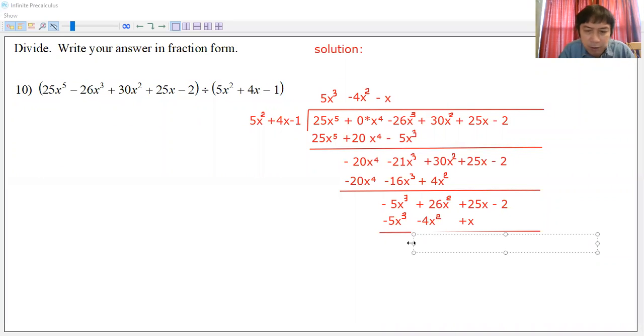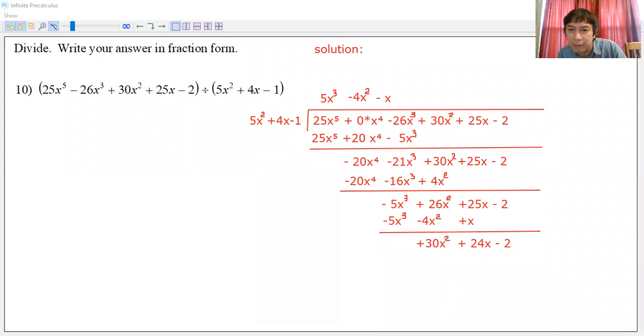It will now be a positive 30x squared, and 25x minus 1x is a plus 24x. Plus 24x, and of course the minus 2 there. Okay, now we square it. This will now be squared.